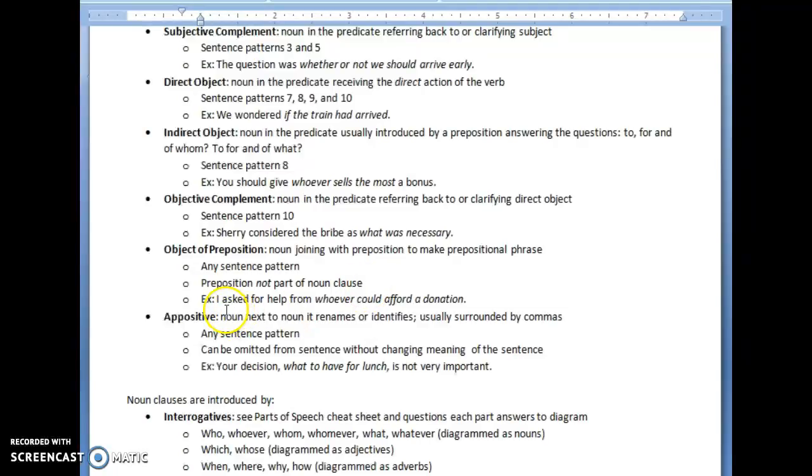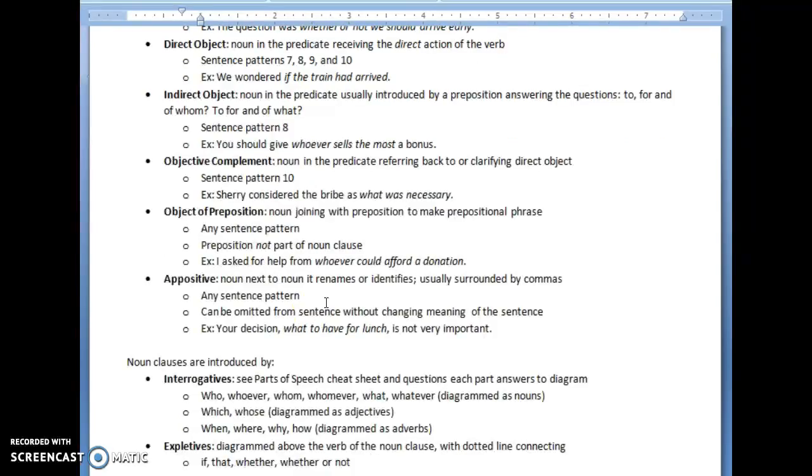The example here is, I asked for help from whomever could afford a donation. I asked for help from is our preposition, and we could say someone, so this entire thing is the prepositional phrase, from whomever could afford a donation. And then this is the actual noun clause that you would diagram as a noun clause, and we'll get to diagramming in just a second.